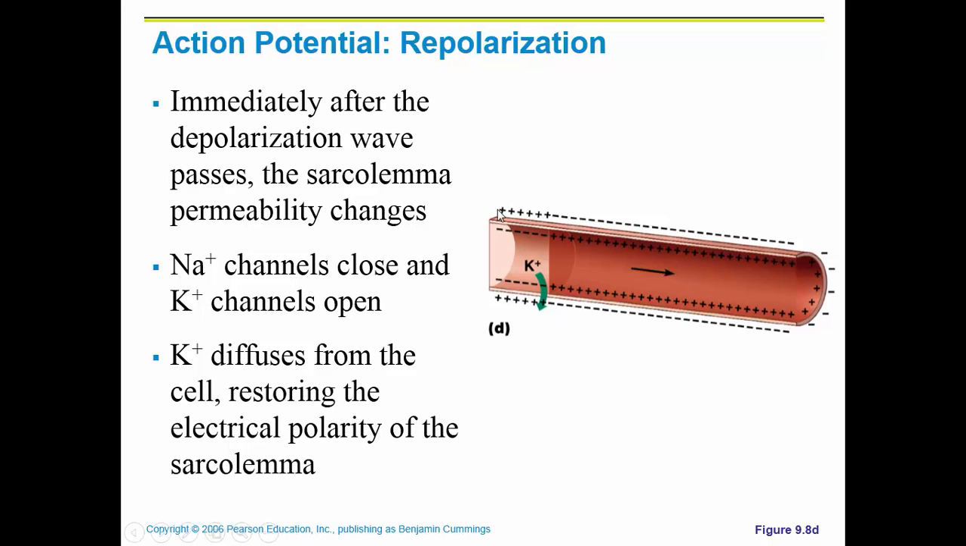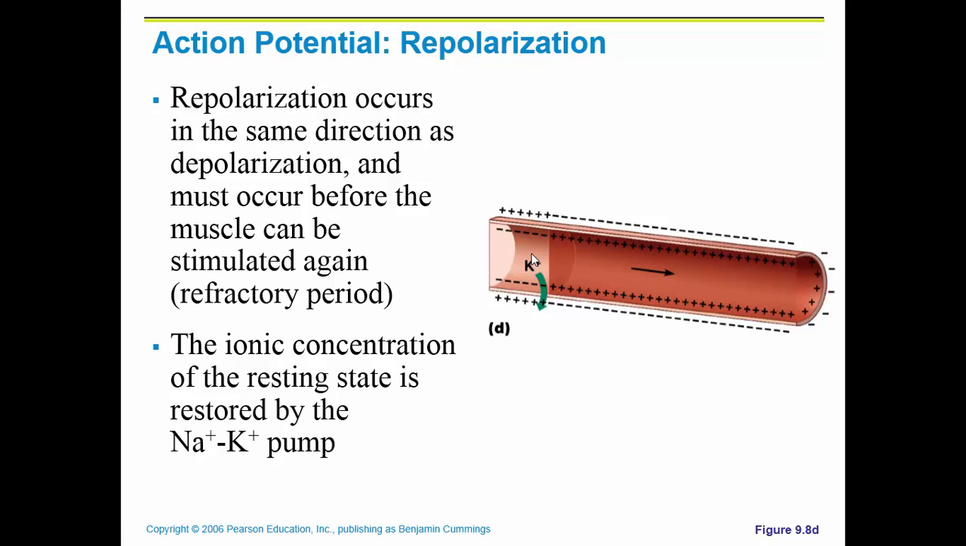What this does is form that polarized membrane again. However, the sodium and the potassium are on the wrong side. Now we have more potassium on the outside, more sodium on the inside, and we need the sodium to come back out and the potassium to go back in. So the repolarization is going to occur in the same direction. It's just going to follow the depolarization. This has to occur so that the muscle can be stimulated again.